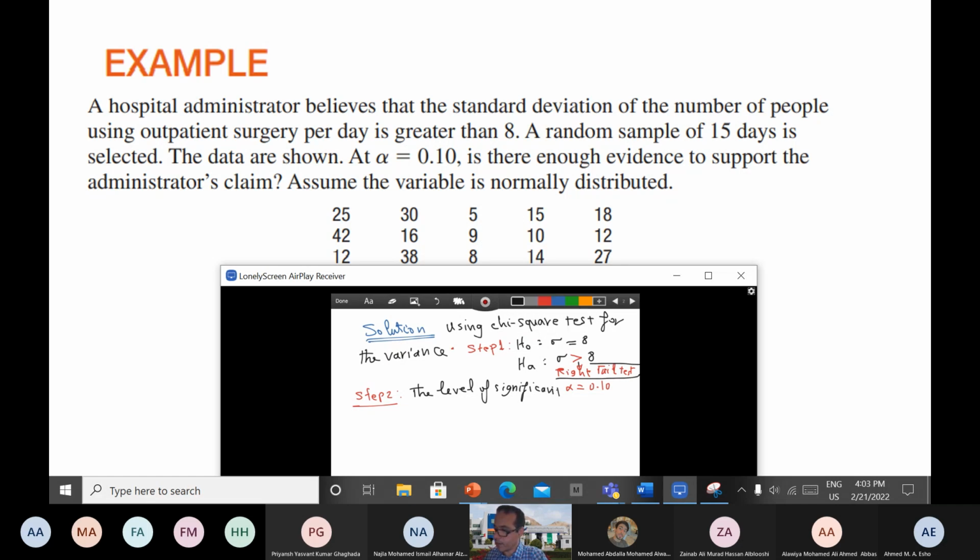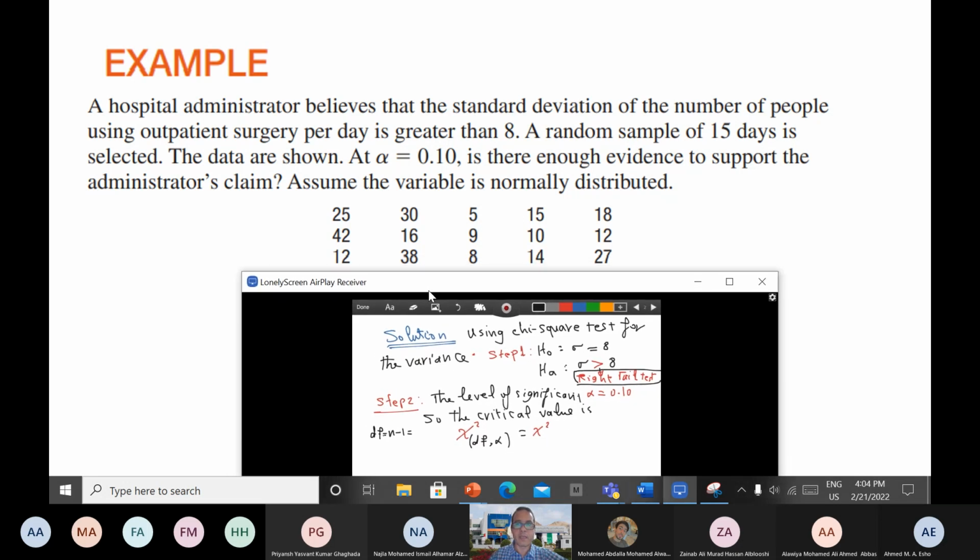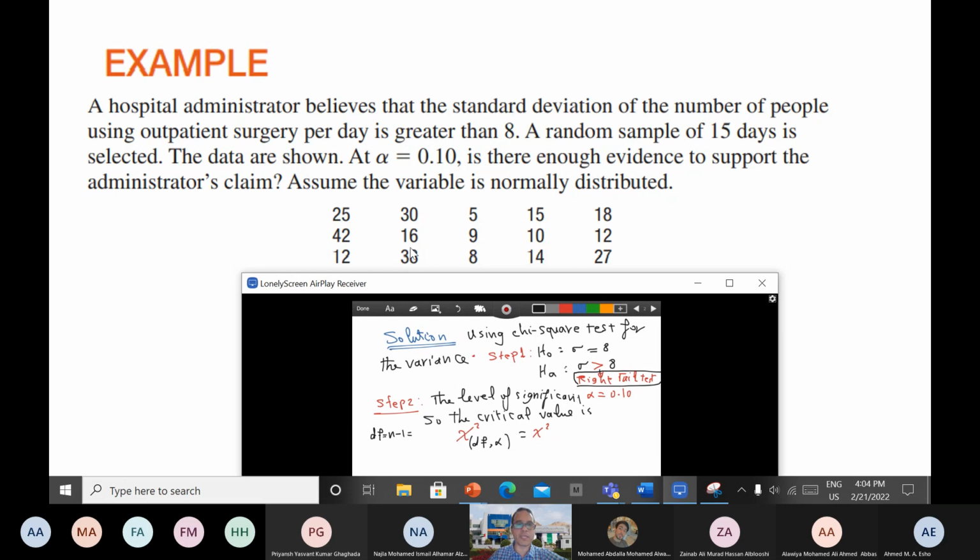And I have a right tail. Remember, I have a right tail, so I have only one critical value. So the critical value is, yes, chi-square needs what? It needs a degree of freedom, right? And alpha. Okay. So I'm looking in the table for chi-square for what is the degree of freedom. Most of the time, the degree of freedom is the sample size minus 1. So what is the sample size in this case? He gave you 15 days here. If you count this one, 1, 2, 3 times 5 will be 15. So the degree of freedom will be 15 minus 1. It will be what? 14.